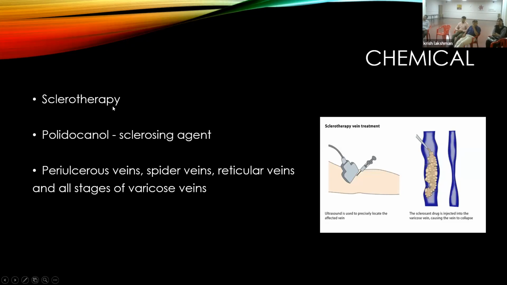So, chemical ablation techniques. The most commonly done is sclerotherapy, in which polidocanol is used as a sclerosing agent. It could be used in all stages of varicose veins: periulcerous veins, spider veins, and reticular veins. These are the most common things for which we do not do surgery, and sclerotherapy is applied there.